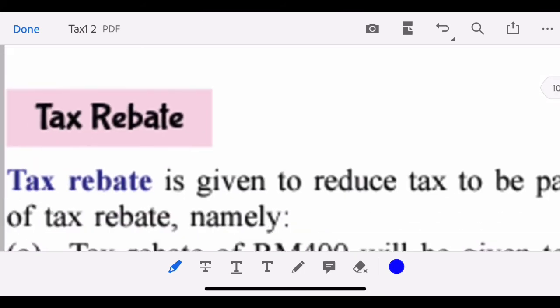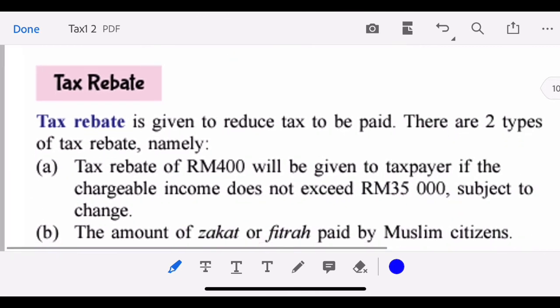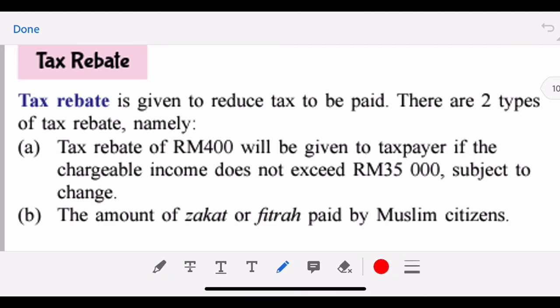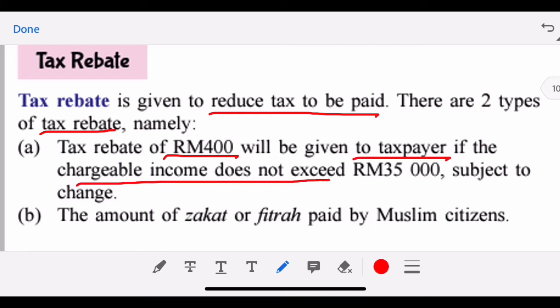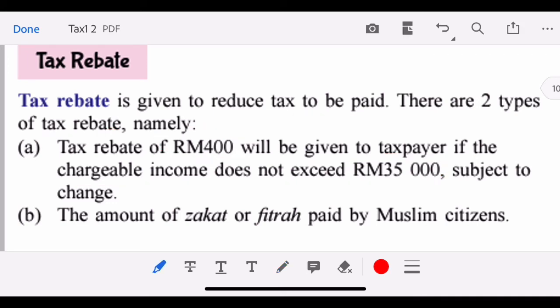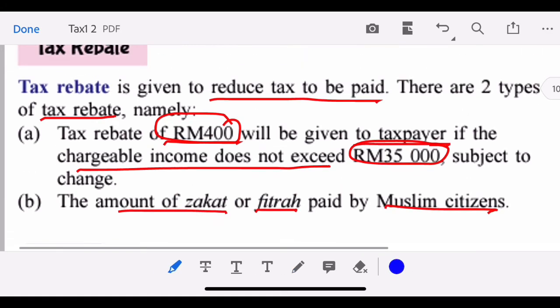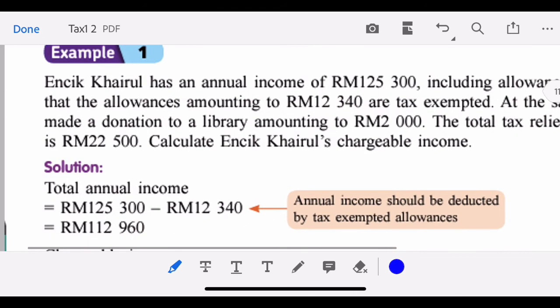Okay, so today we are going to learn what tax rebate is. Tax rebate is given to reduce tax to be paid. There are two types of tax rebate. Namely, a tax rebate of 400 will be given to taxpayers if the chargeable income does not exceed 35,000. Tax rebate is 400, right? The amount of zakat or fitrah paid by Muslim citizens is also under tax rebate, right?